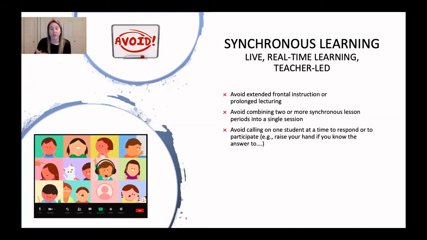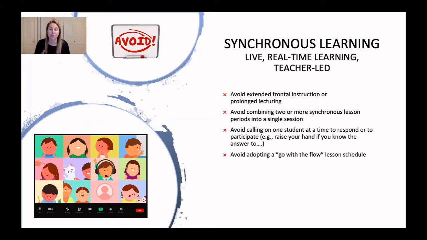And we want to avoid calling on one student at a time. So we spoke earlier about active student responding, and we said that calling on one student at a time would kind of be the opposite of that. So active student responding, again, is having as many students as possible responding as often as possible. If we're calling on one student at a time, then that gives the opportunity for the other maybe 29 students at a time to be less engaged than they could have been.